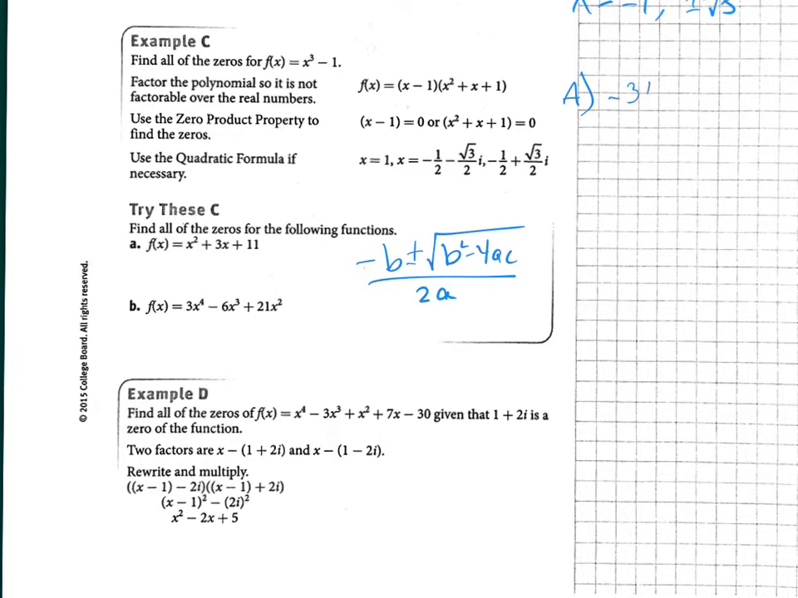So negative 3 plus or minus. When you're doing the quadratic formula, don't be afraid to write down the parts. Sometimes the signs are confusing. It doesn't mean anything other than the signs are confusing. It's not that big of a deal.